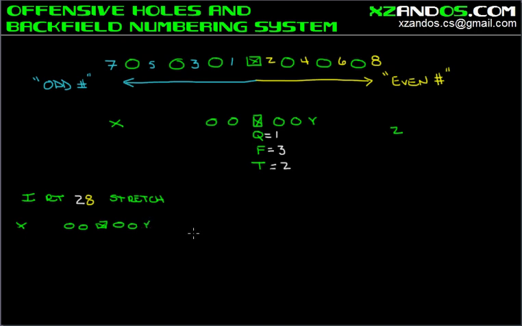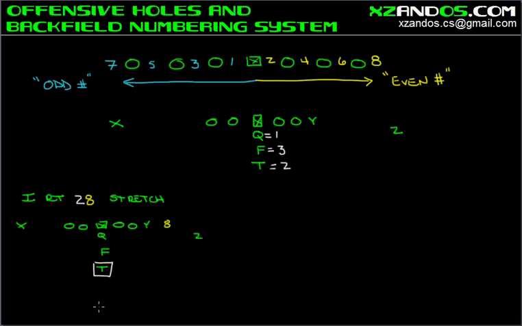Y and Z, quarterback, fullback, and tailback. So we have an I right formation, and we are telling the two back, which is the tailback right here, that he is going to be running into the 2, 4, 6, 8, the 8 hole. We're telling everybody that.